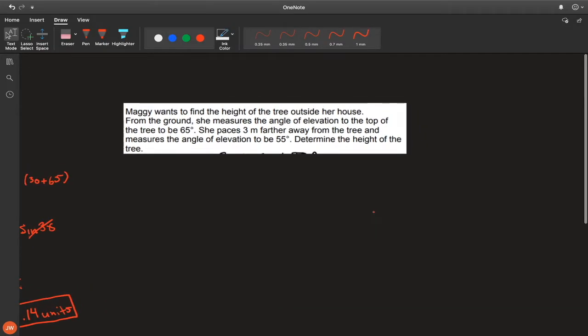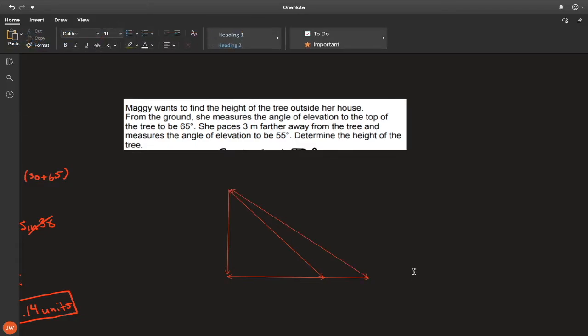It's a word problem. It says Maggie wants to find the height of the tree outside her house from the ground. She measures the angle of elevation to the top of the tree to be 65 degrees. She paces 3 meters farther away from the tree, and measures the angle of elevation to be 55. Determine the height of the tree. I think that looks better than me trying to draw it myself.